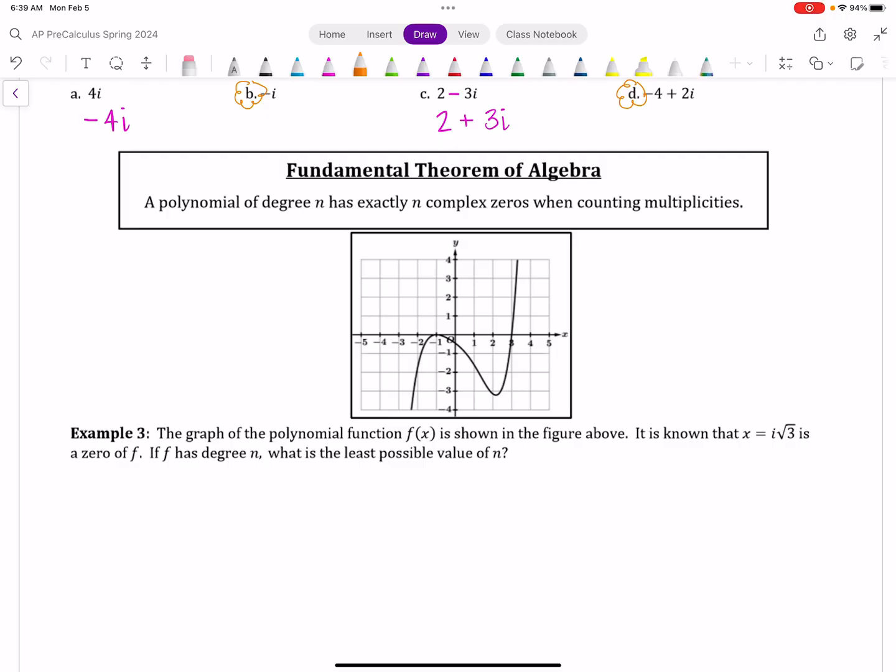So the fundamental theorem of algebra states that a polynomial of degree n has to have exactly n complex zeros when you are counting multiplicity, and that includes real and imaginary. So just to simplify that, your degree is going to be the same as the number of complex zeros.